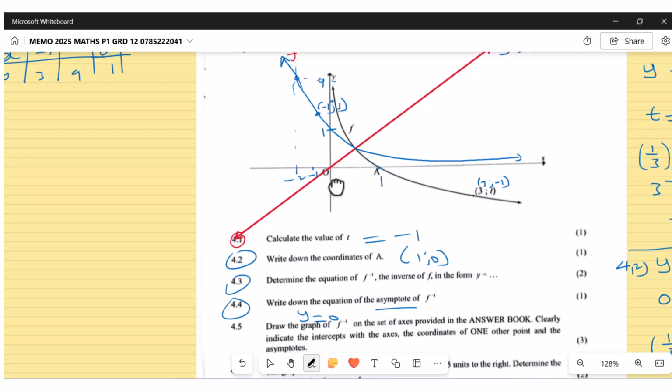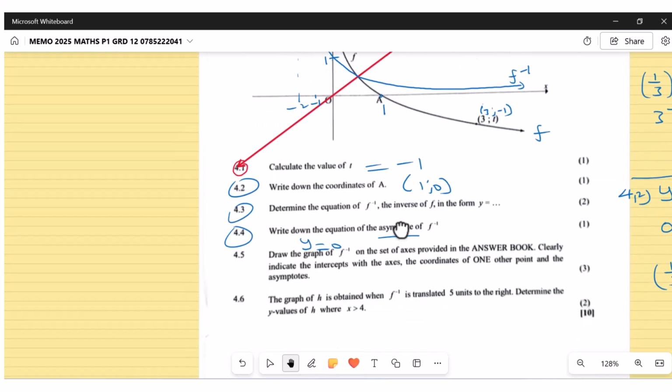Determine the y values of h where x is bigger than 4. Now to translate means to slide over, like see the curve here. This one here is going to slide by 5 units to the right.